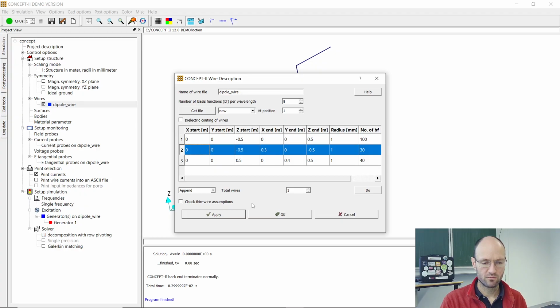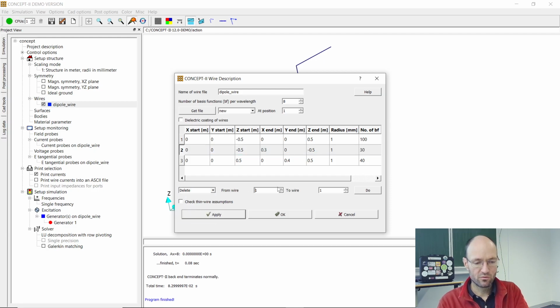delete, where can I delete? Append, delete, from wire 2 to 3.